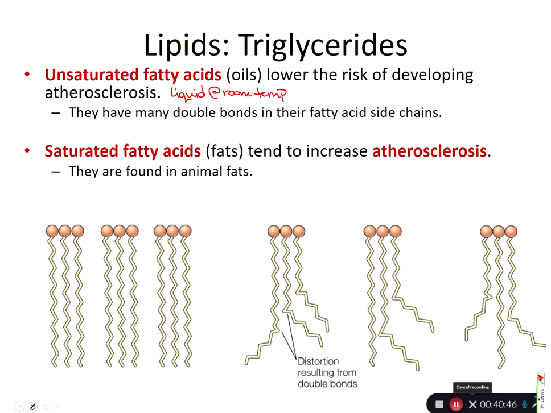Are unsaturated fats, and saturated fats are solid at room temp. So think like butter, lard, cheese. Crisco. Lard, yeah.